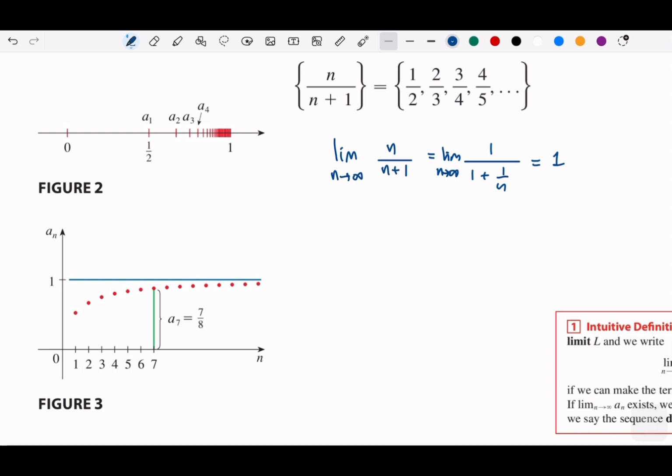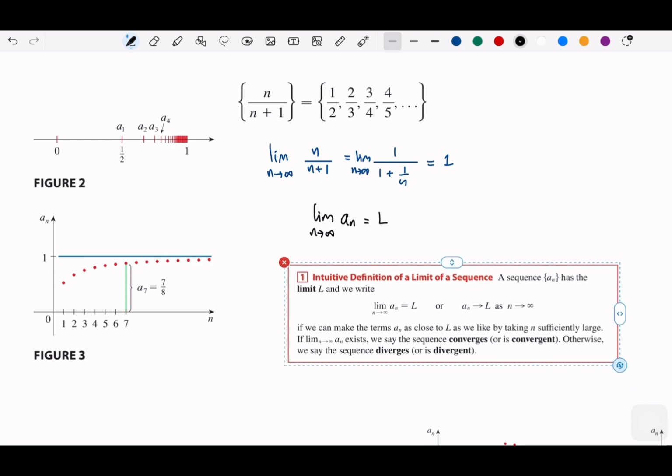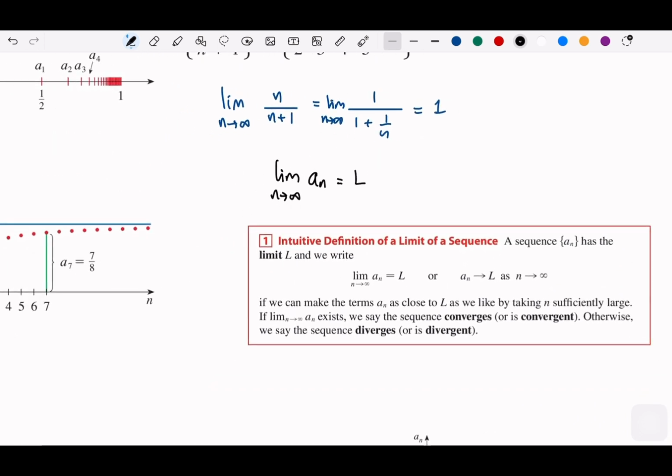Okay. So by intuition, or with the intuitive definition, we could say that the limit for n approaching infinity, or getting larger and larger, for a sequence a_n, will equal L. So it means if we take n sufficiently large, and if the limit exists, then the sequence converges to this value L. Or if the value diverges, then the sequence is divergent. Or we say it's going to be infinity.